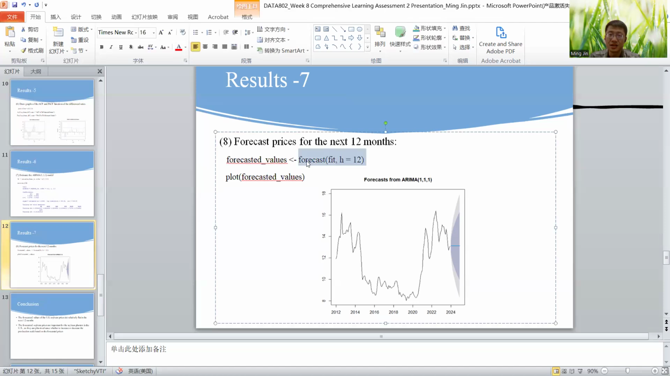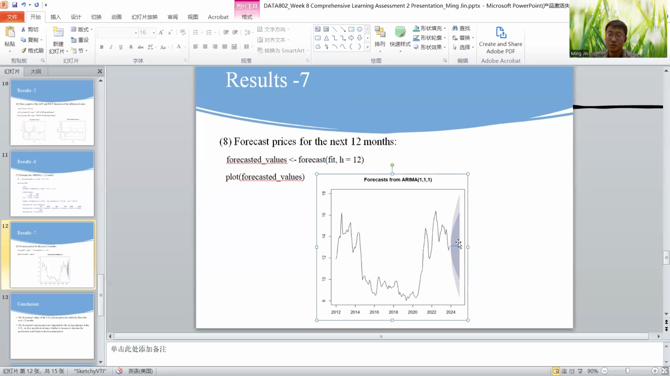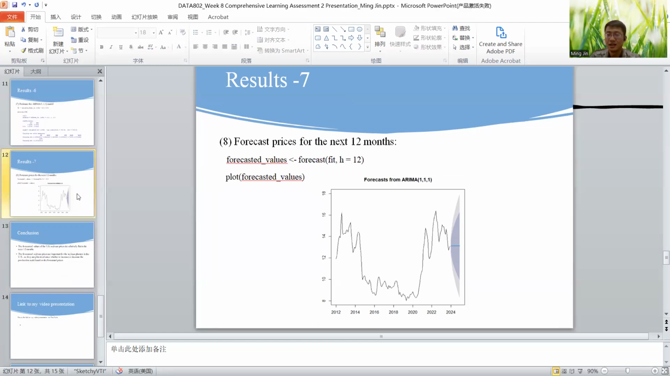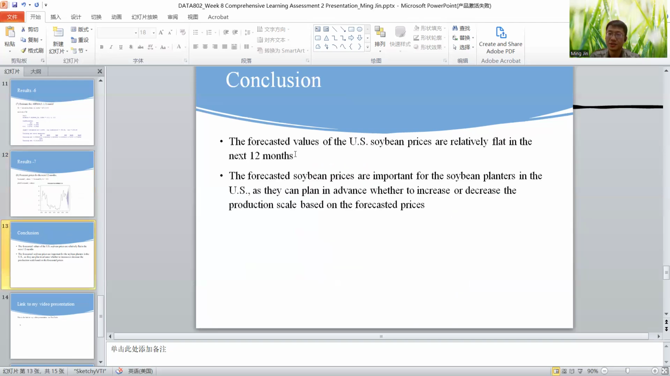We use this command in R to make forecasts for the next year, and then plot it in a graph, so that we can see this blue line is the forecasted values of the U.S. soybean prices in the next 12 months. Okay, after we have estimated the model and made forecasts for the future, we can make some conclusions up to here.